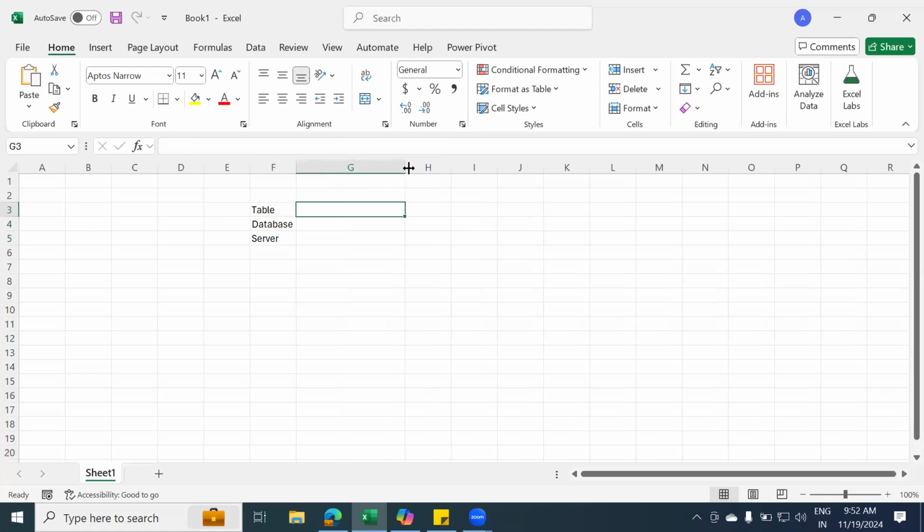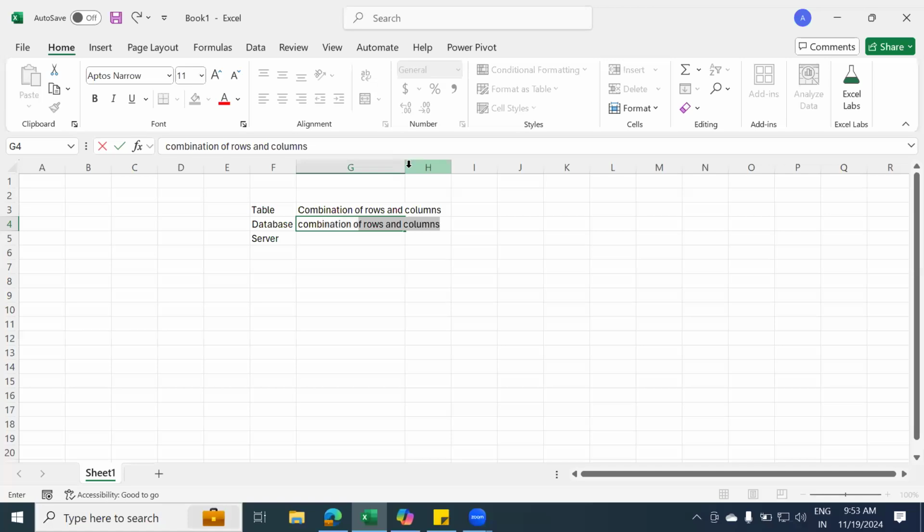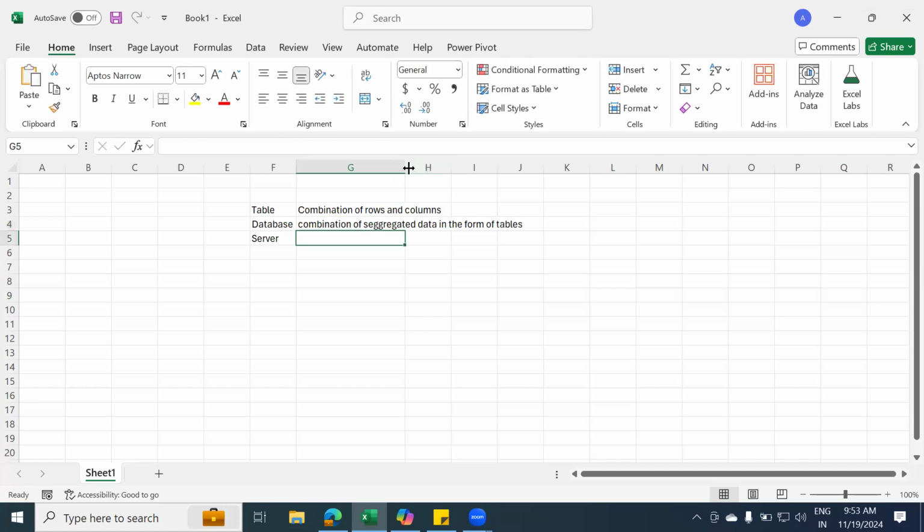Table is a combination of rows and columns. Absolutely, sir. And the database is a combination of segregated data, that means a combination of segregated data in the form of tables. Absolutely, in the form of tables. Server is kind of storage, you can say, where the data is stored. So for a quick reference, I just mentioned it as storage here. I think it makes sense.